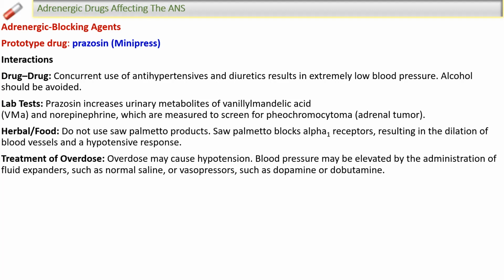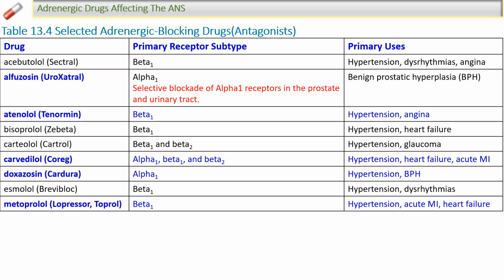So prazosin, which is Minipress, is a selective alpha-1 adrenergic antagonist, an alpha-1 blocker, that competes with norepinephrine at its receptors on vascular smooth muscle in arterioles and veins. So it will result in vasodilatation. It's an antihypertensive drug because it will result in vasodilatation.